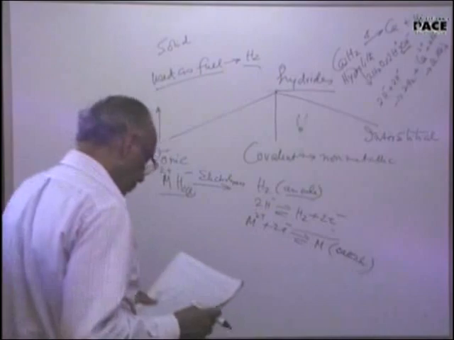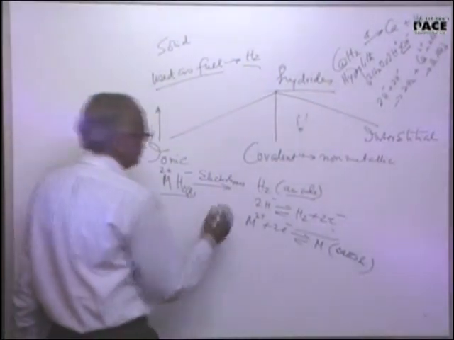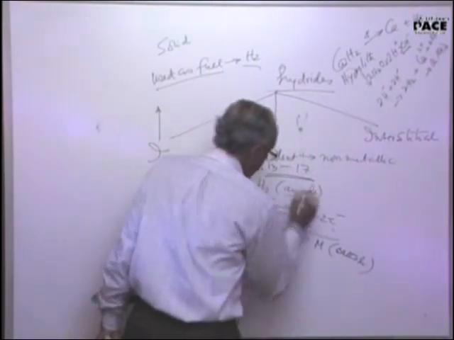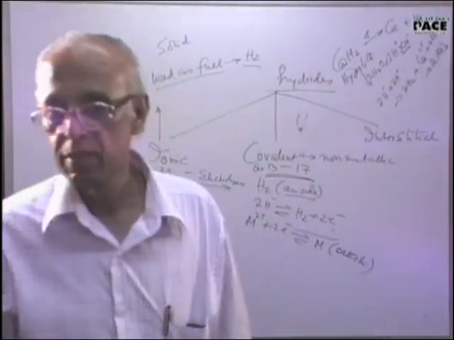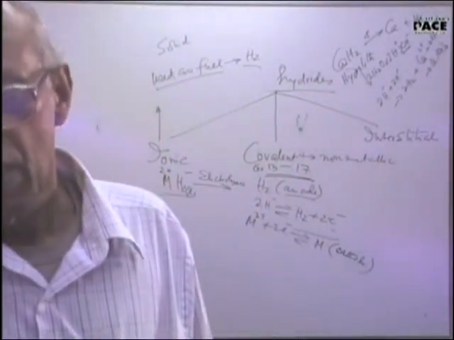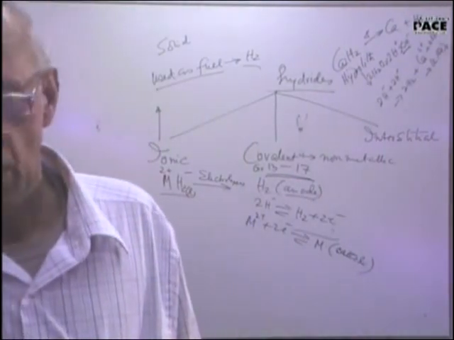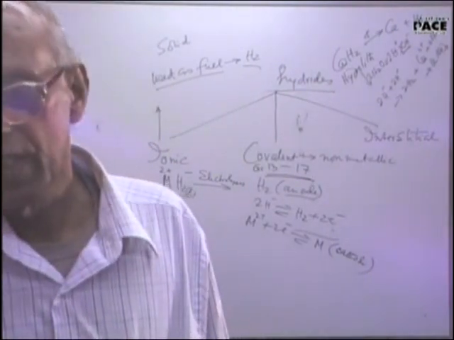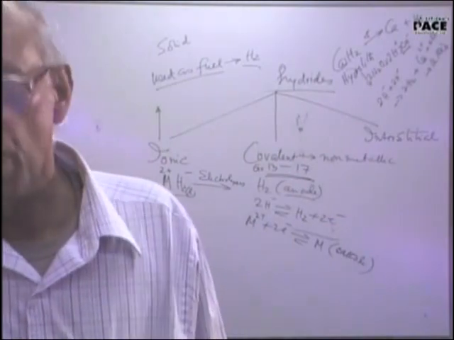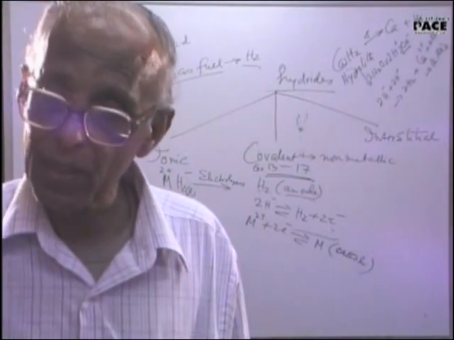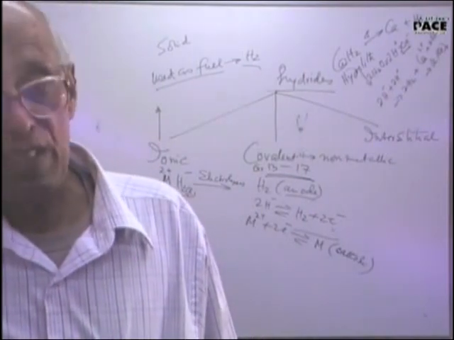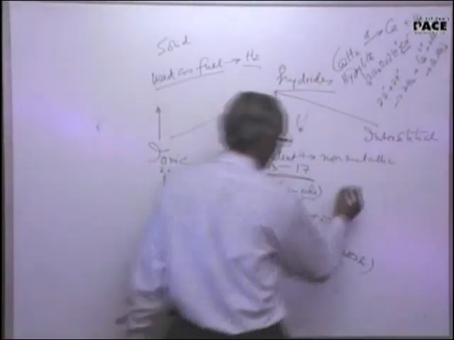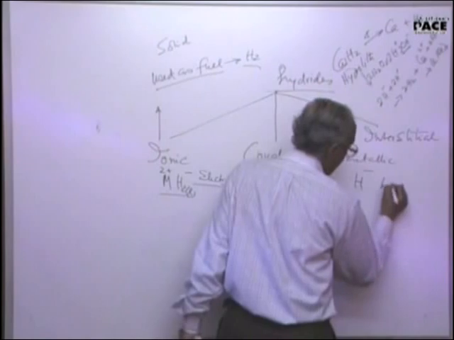Now, we can say that groups 13 to 17 form covalent hydrides. That includes metals as well as non-metals. Aluminium hydride is a covalent hydride. Boron hydride is a covalent hydride because boron is a non-metal. But aluminium is a metal. But aluminium has a large polarizing power, and hydride ion has a large polarizability. Highly polarizable.